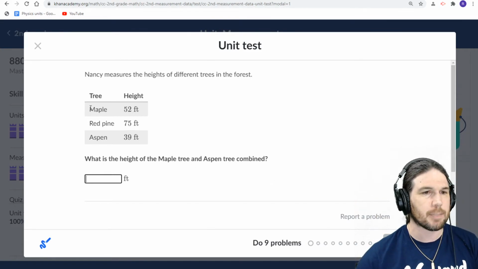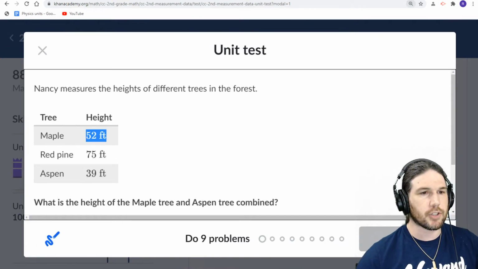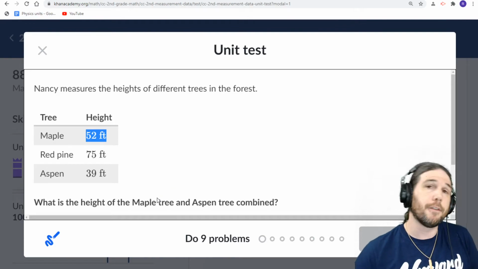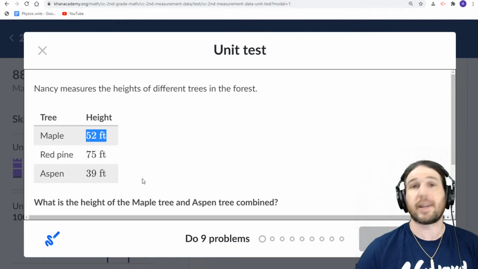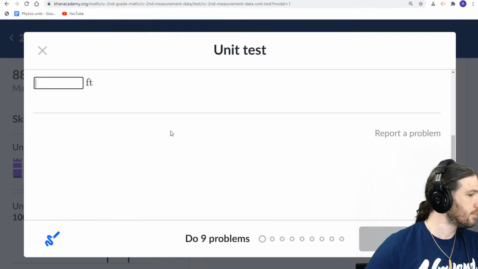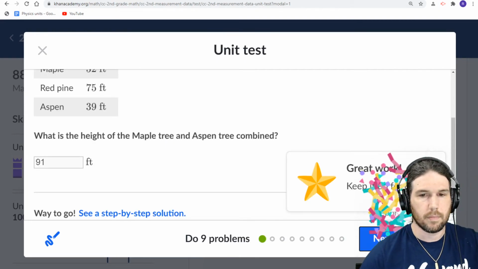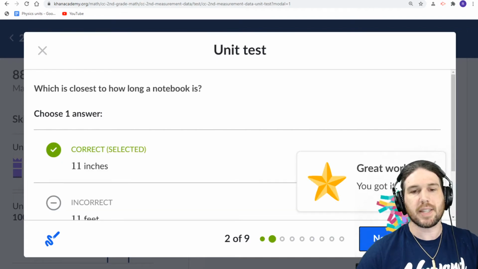Maple and Aspen. Maple is 52. Aspen is 39, which is almost 40. 52 plus 40 is 92, minus the 1 that we overcounted by is 91. A notebook is more like 11 inches than 11 feet.